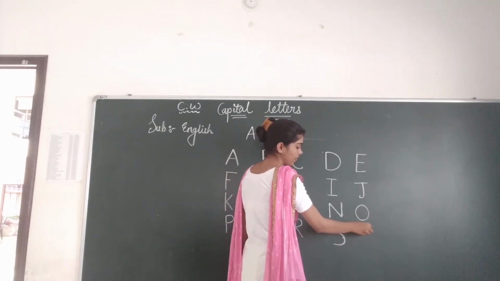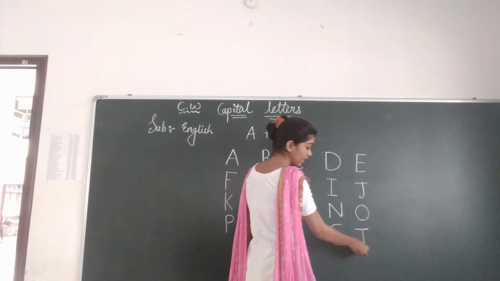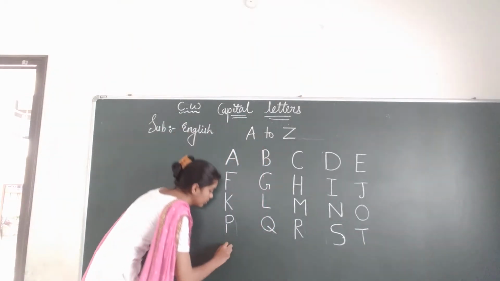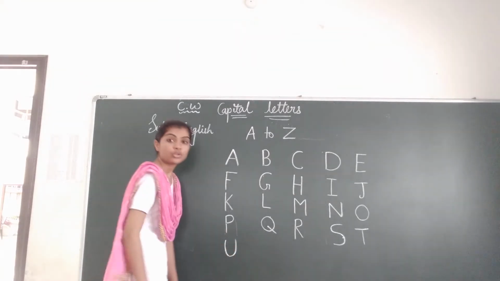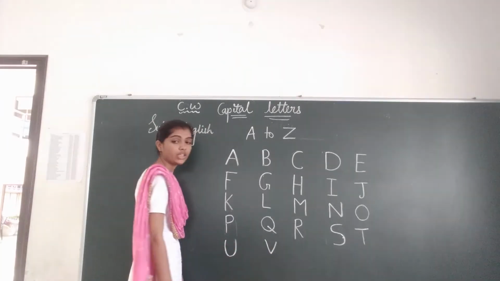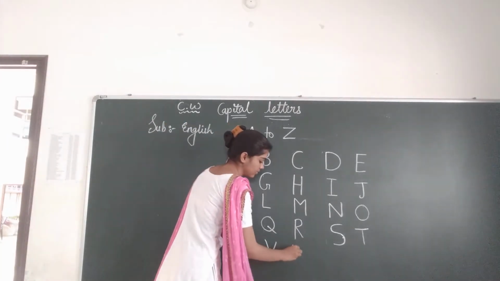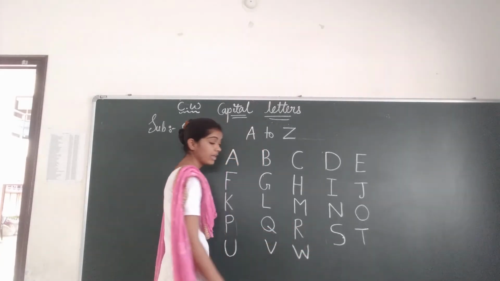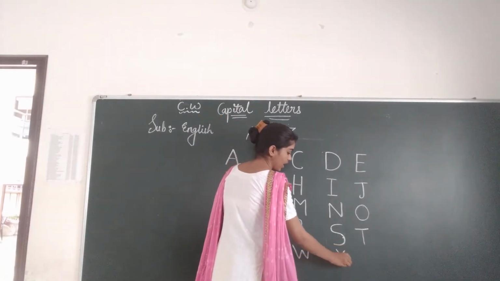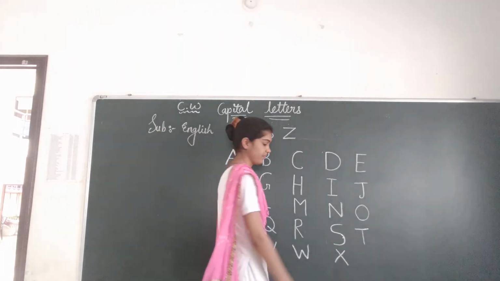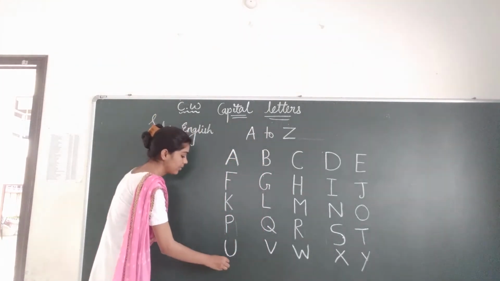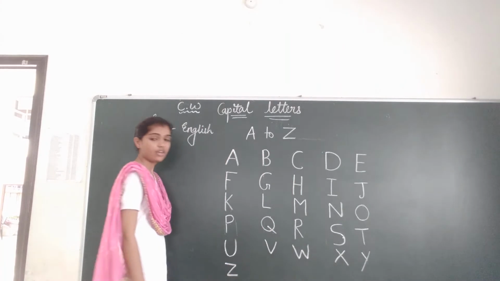S for sun. Now sleeping and standing. T for tiger. U for umbrella. V for van. W for watch. X for X-ray. Now Y for yak. And the last alphabet is Z for zebra.